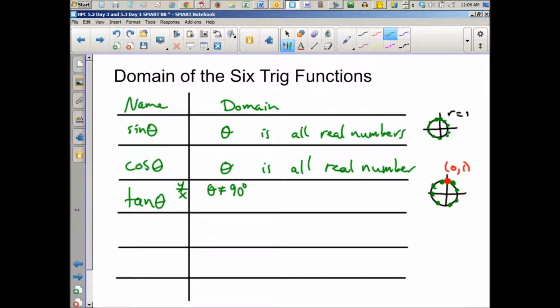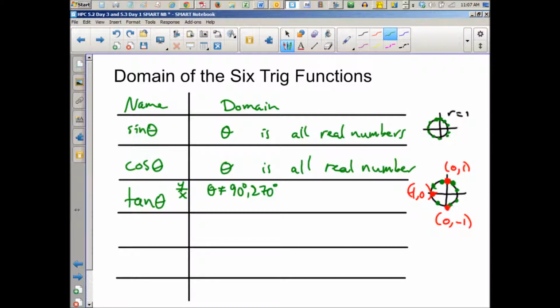Are there any other spots in the circle where we have this problem? 270. Yes, you're right. 270 has the same problem. Negative 1 over 0 doesn't exist. So 270 is forbidden from the domain as well, see? Now I could just tell you the facts, or we can think them through like this, right? It's probably better for us if we just think it through. So you can try typing tan 270 on your calculator, and if it's in degree mode, it will say error, okay?